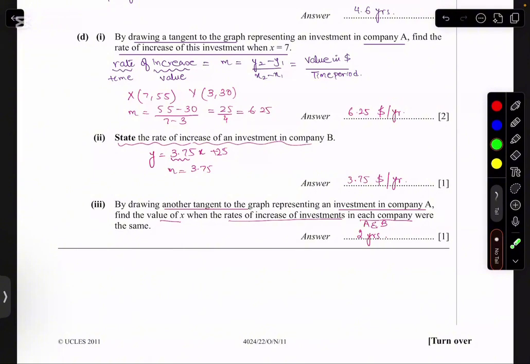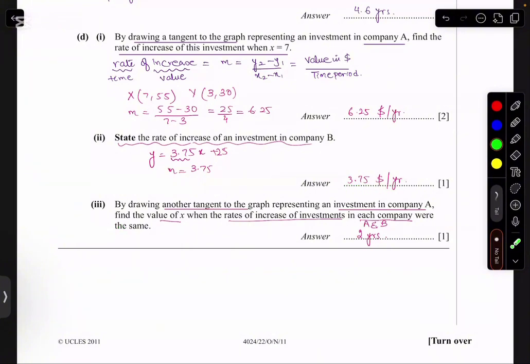Part 2, for company B, the relationship of y in terms of x was given with respect to this linear equation. The gradient value here, y is equal to mx plus c, m is 3.75. So what is the rate of increase of this investment per year? 3.75. So company B has a constant rate of investment, which is $3.75 per year.